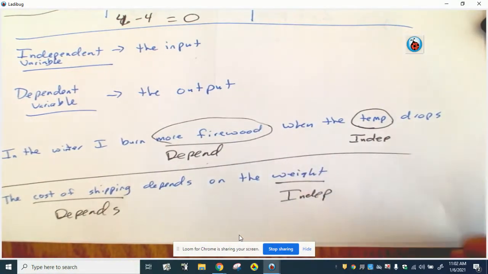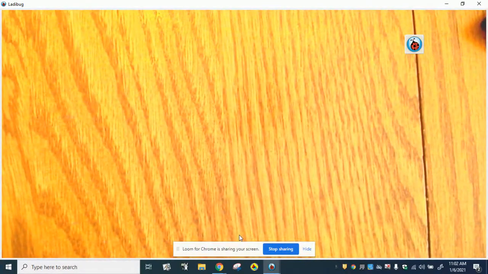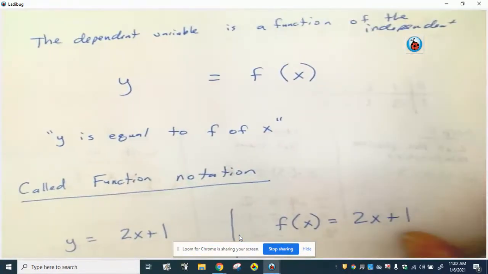Okay? All right. So we can try a few more examples here. Now, we also have a real formal function notation. Okay?